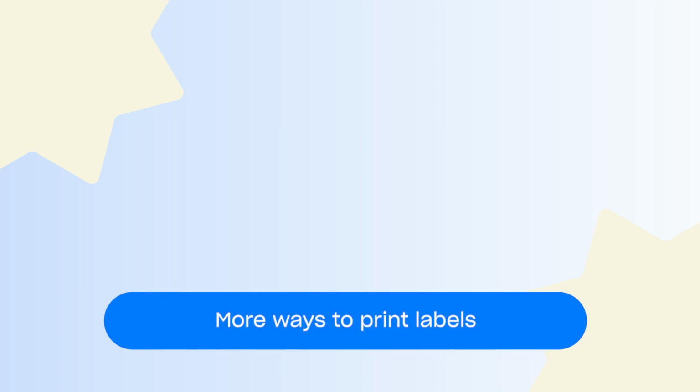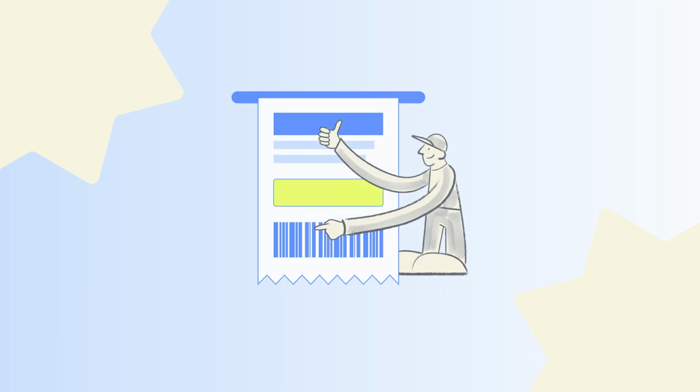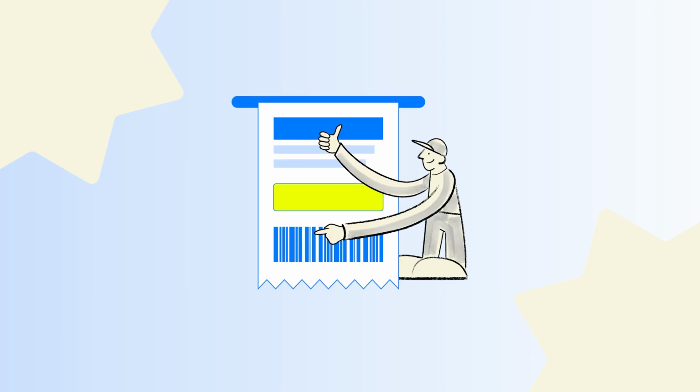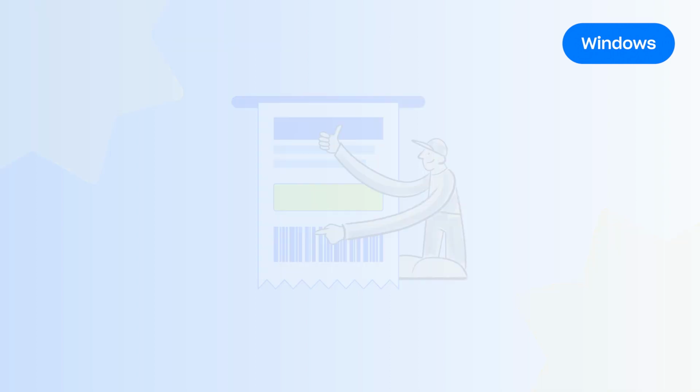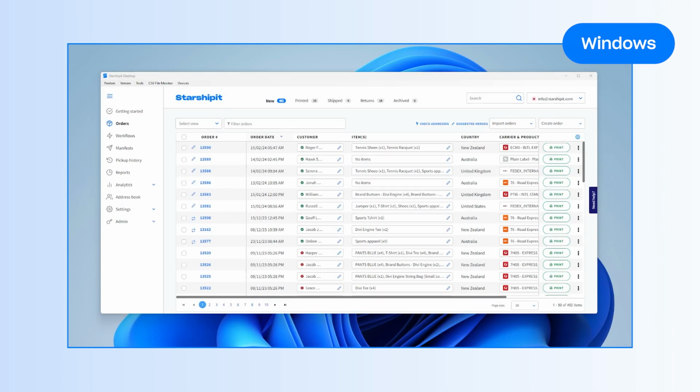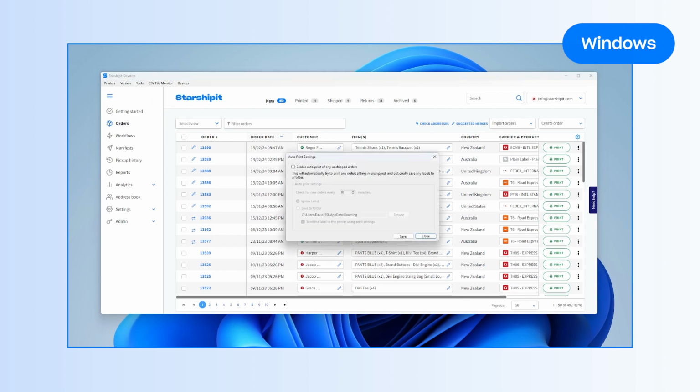Now that we've looked at how to print individual orders and bulk print orders, we'll cover some of the other ways you can print labels. So if you'd like to print your shipping labels automatically, configure the print application to auto-print orders. Note, for now this is only supported for Windows users. From the toolbar in the Desktop Print app, select Tools, Auto-Print. Tick Enable Auto-Print of any unshipped orders.